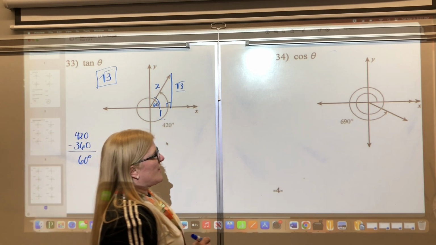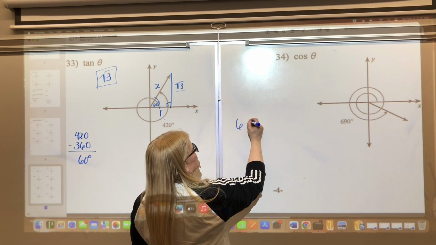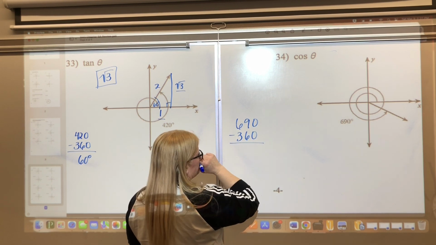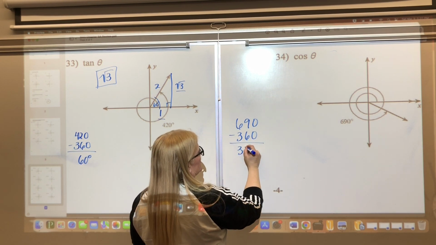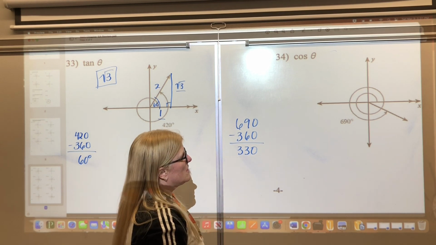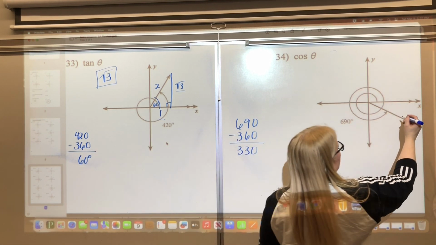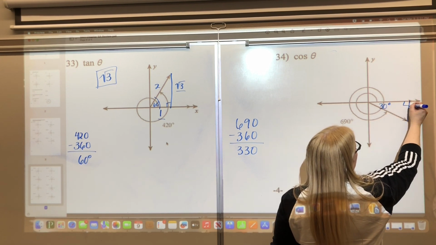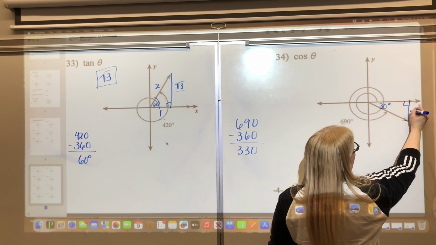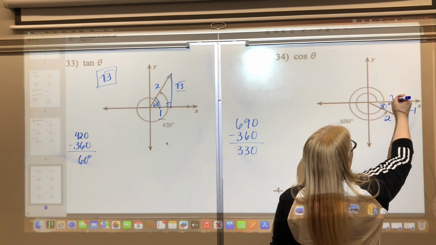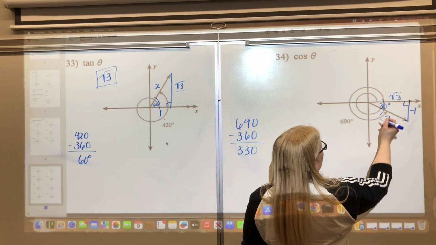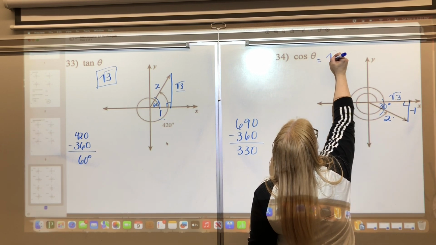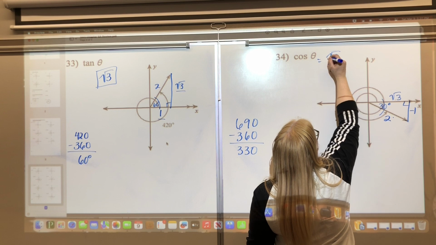And then cosine of 690. Boy, they're really liking these, aren't they? Okay, we've got 330 degrees, which is just 30 off of 360. So this is 30 degrees. So this is 1, -2, √3, and they want cosine, which is adjacent over hypotenuse. So √3/2.